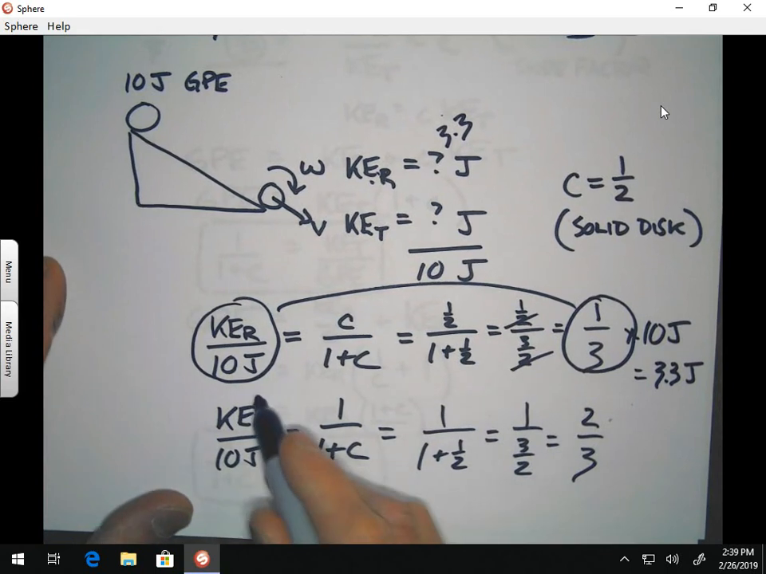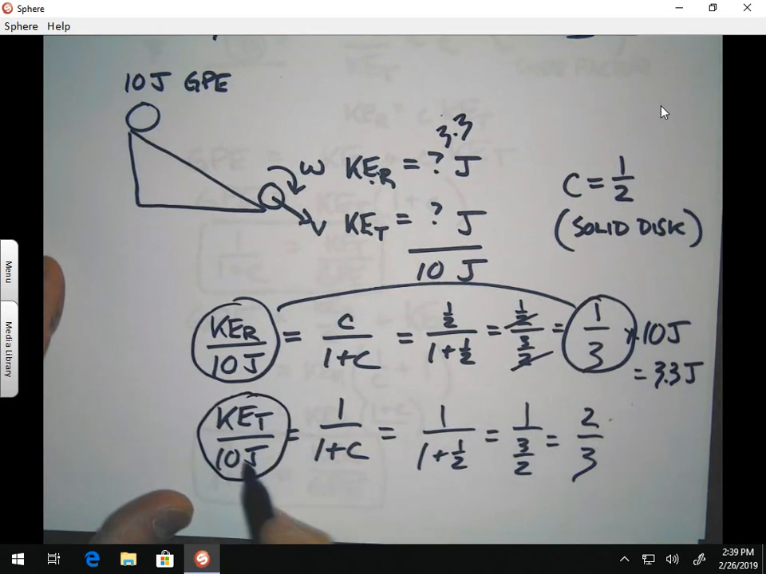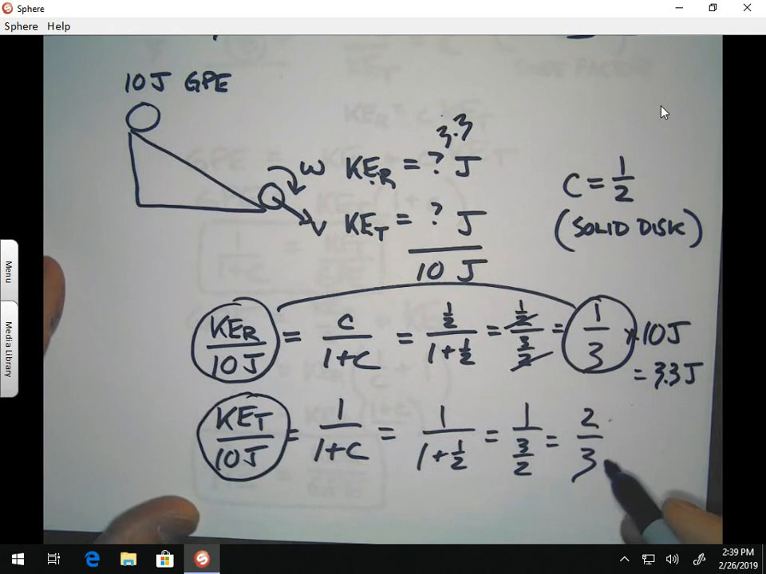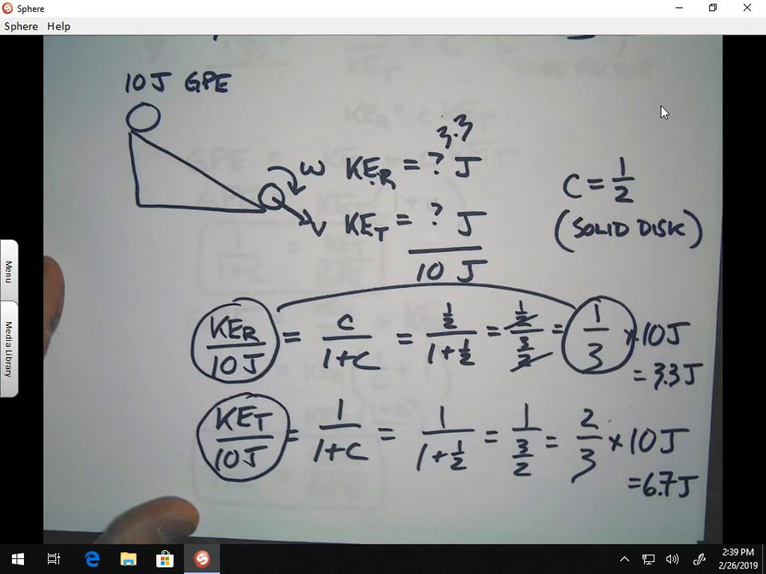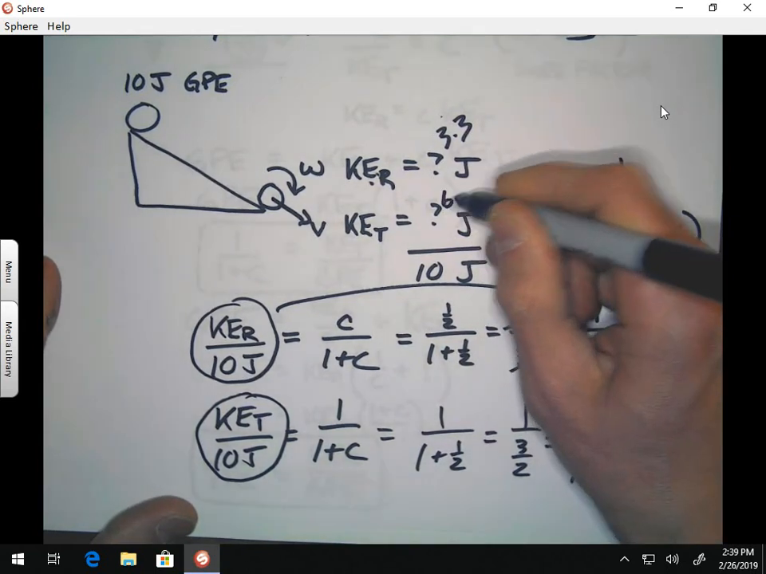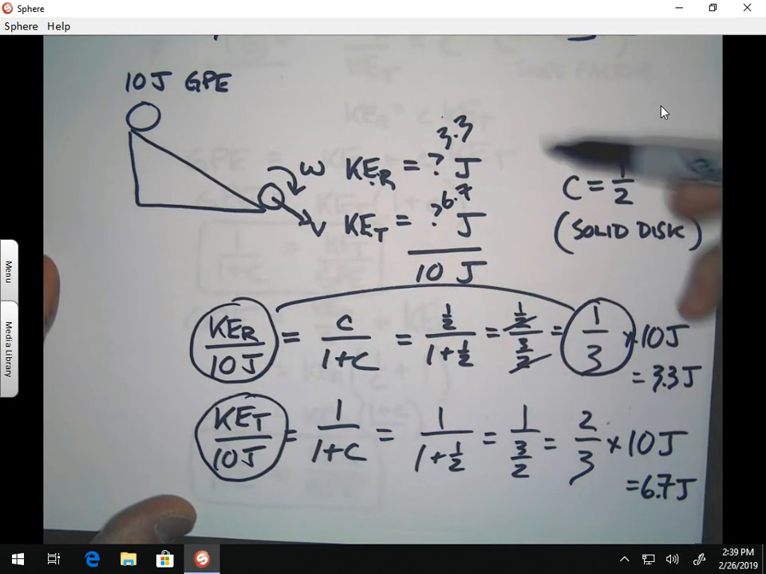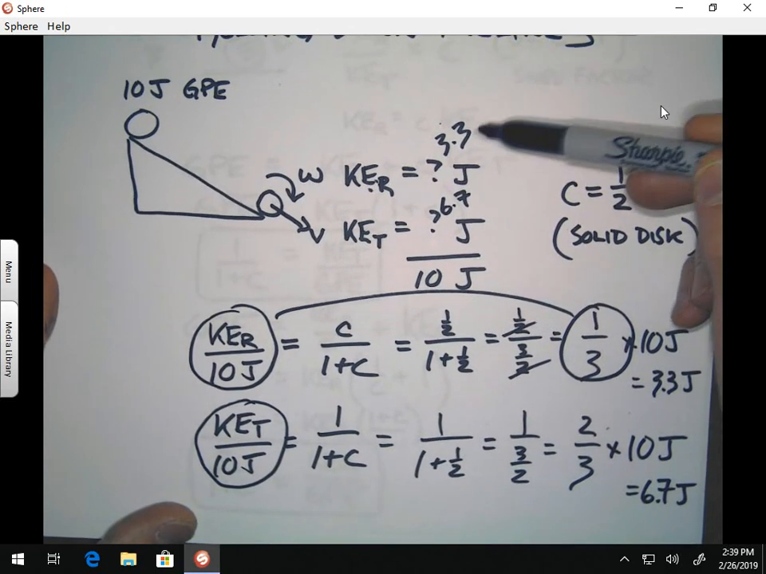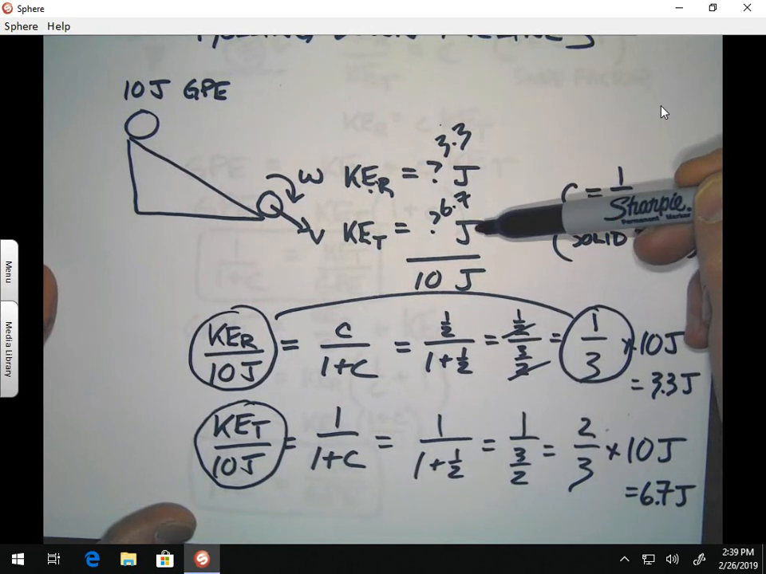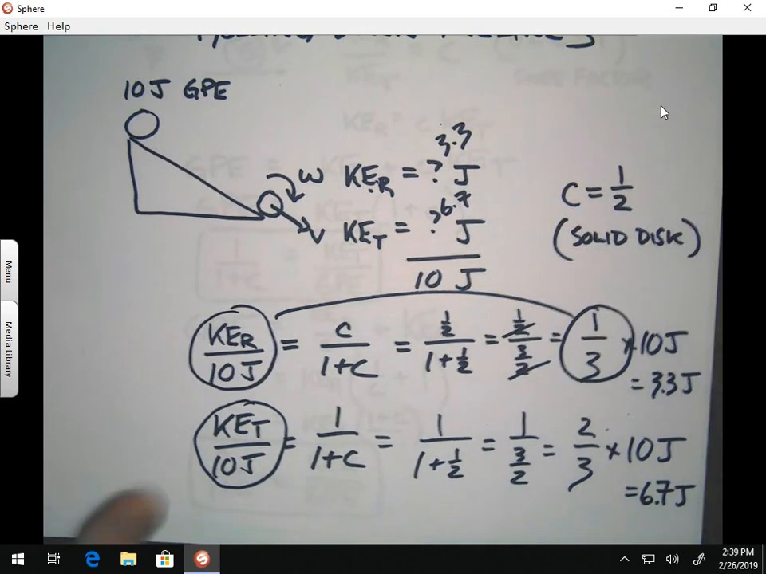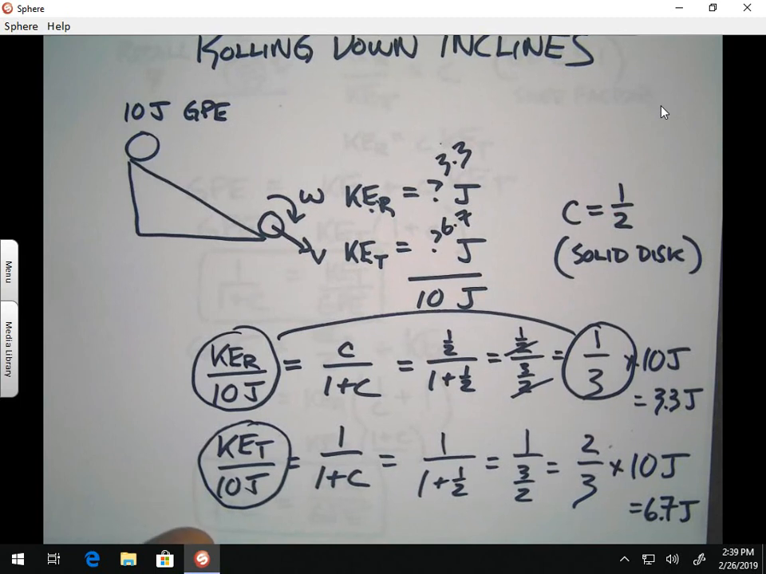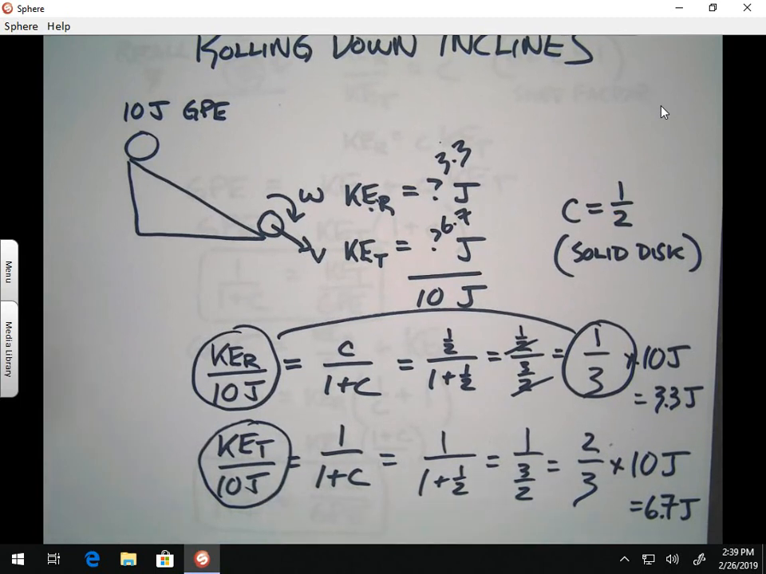If you look at translation over 10 is equal to 2/3, right? So you multiply 2/3 times 10, and that's going to give you, what, 6.7? And that tells you over here that this is 6.7. And so now I know exactly where my 10 joules went. I know that 3.3 went into rotating the object, and 6.7 went into actually having it have some type of translational energy.